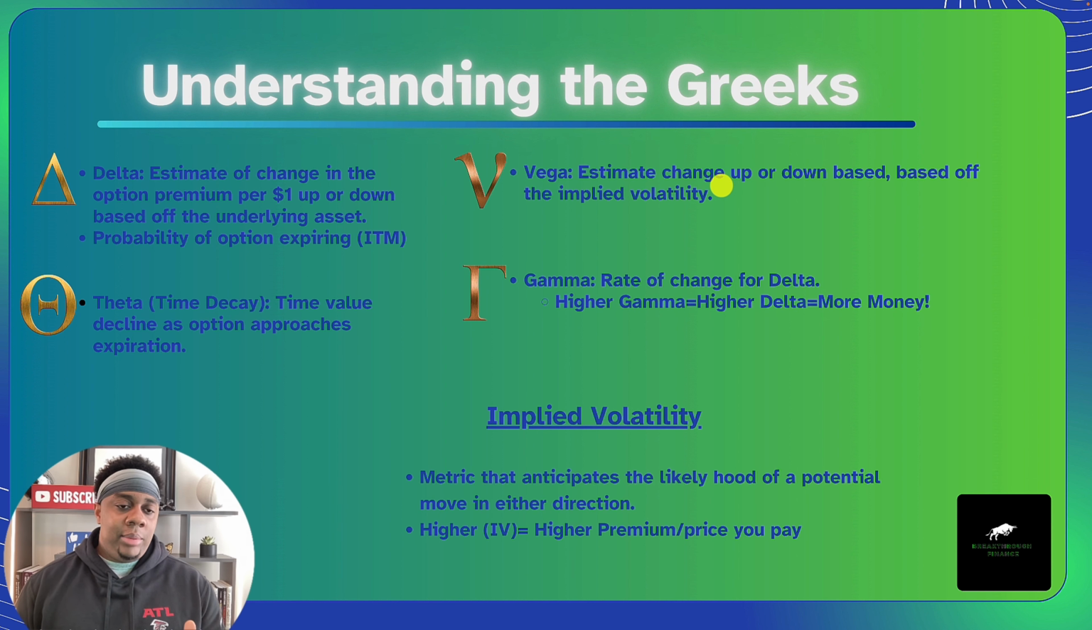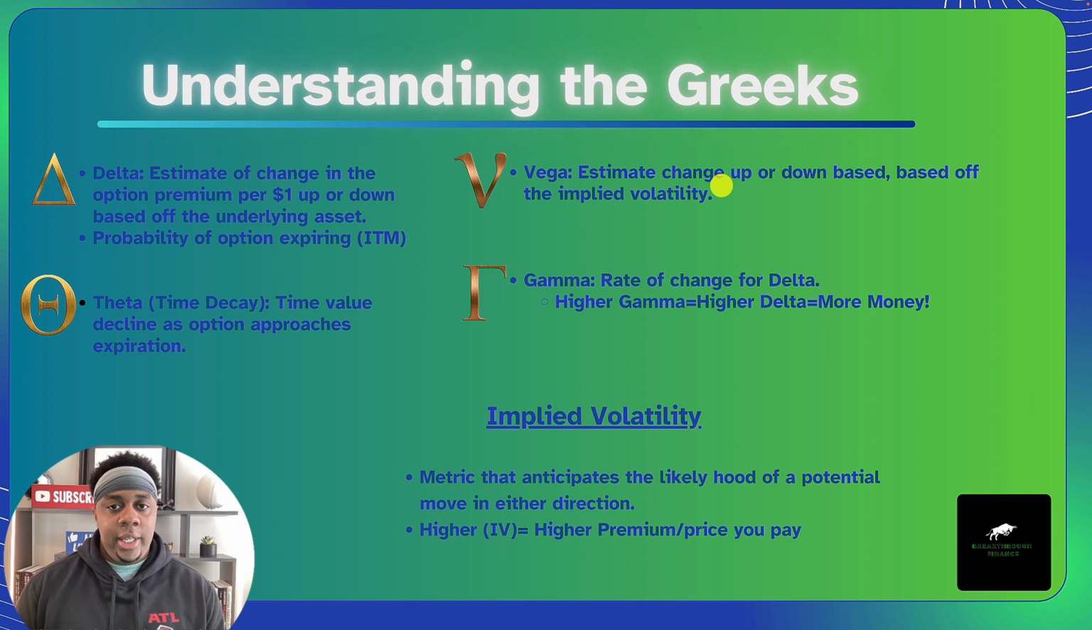Now, if the option expires and you're in the money or at the money, you should make some sort of profit. But a good thing is when you're buying LEAPS or these longer duration options, you're giving yourself more time to be correct. And so the time is the theta component. So when we look at theta, it's the time value decline as the option approaches the expiration date.